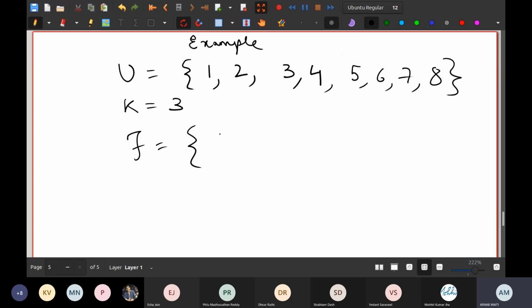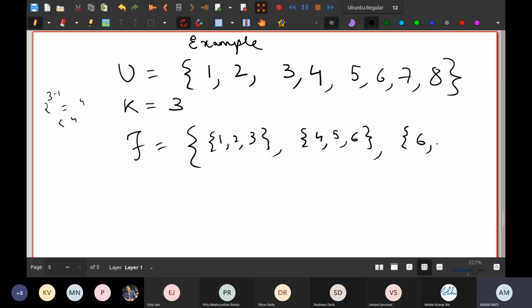So let's choose. Okay. So what is 2 to the power 3 minus 1? Which is 4. So we should have less than 4. Okay. So let's choose 3 subsets. So let's choose, say, 1, 2, 3. Let's choose 4, 5, 6, and then let's choose 6, 7, 8. Okay. So this is our family of subsets.